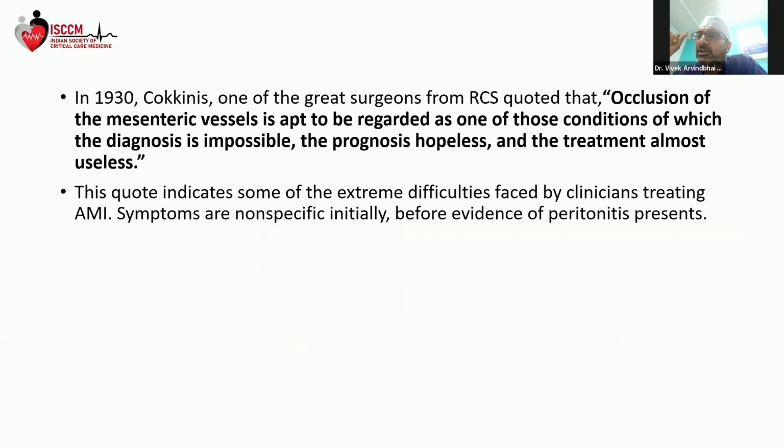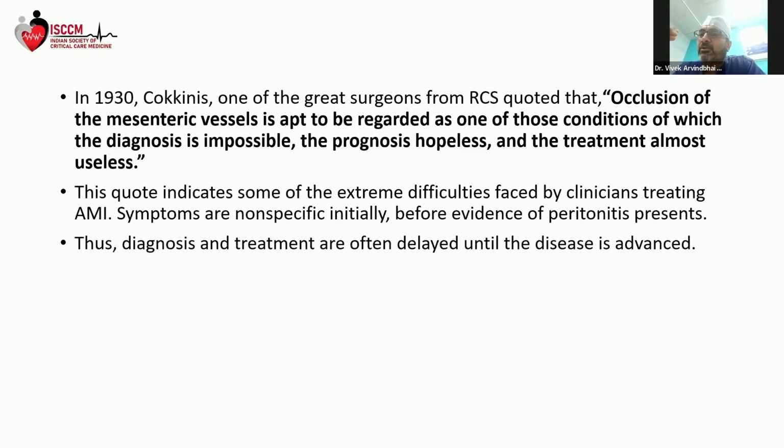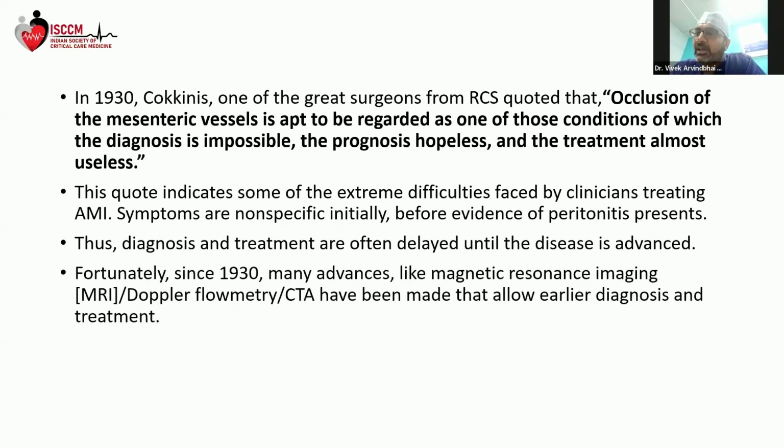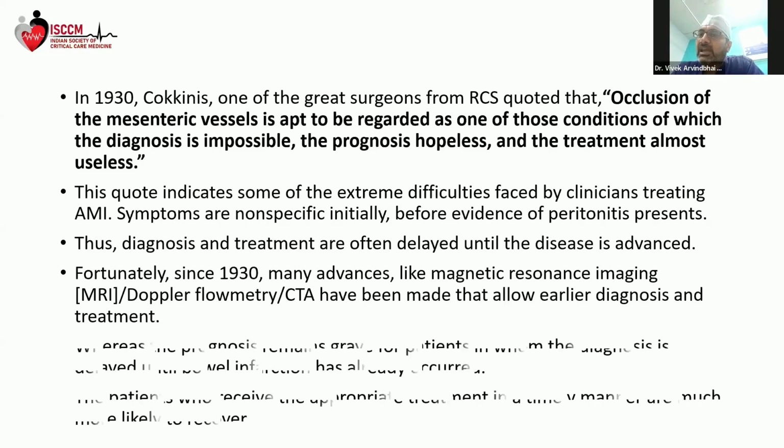So, a very famous surgeon in 1930, Cokkinis, one of the great surgeons from the Royal College of Surgeons, quoted that occlusion of mesenteric vessels is apt to be regarded as one of those conditions of which the diagnosis is impossible, the prognosis is hopeless, and the treatment is almost useless. This quote itself suggests the extreme difficulties faced by clinicians treating acute mesenteric ischemia. Symptoms are non-specific initially, before evidence of peritonitis. So the diagnosis and treatment are often delayed until the disease is advanced. But fortunately, as medicine advances, many diagnostic modalities in the form of MRI, Doppler flowmetry, and CT angiography allow earlier diagnosis and treatment.